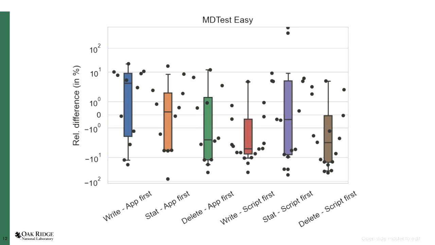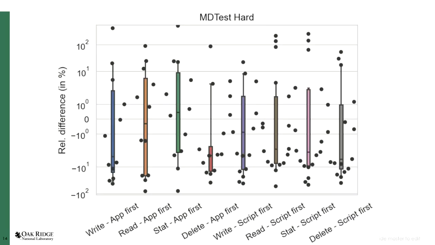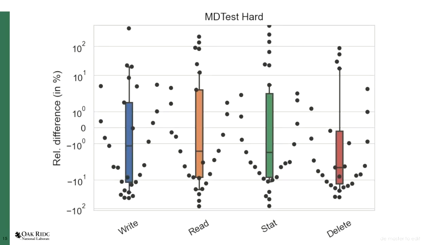Here, for example, it's a bit over 0% for the stat application first. And as you know, we don't care whether it's application or script, you can see that the main window is minus 10 to 10 plus the outliers, and you start feeling more and more confident. I have these results here, so you can see them later yourself. I don't intend to explain everything.